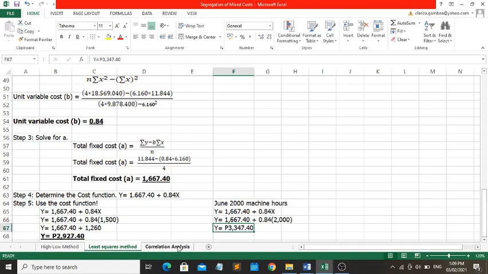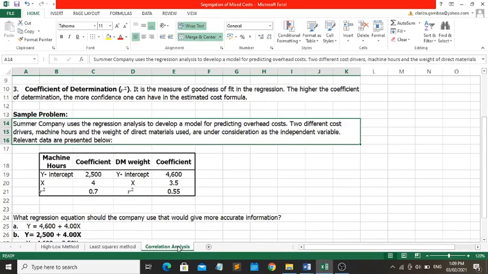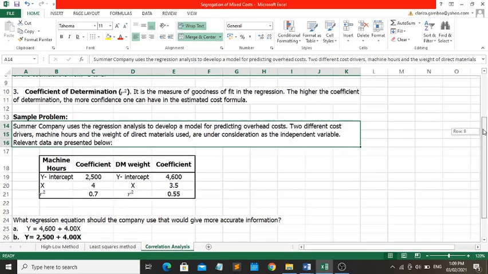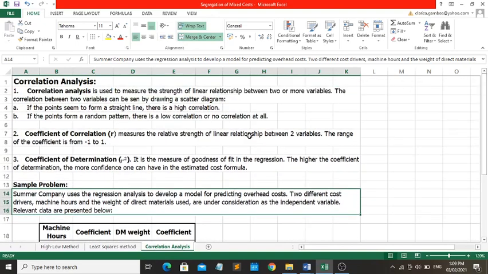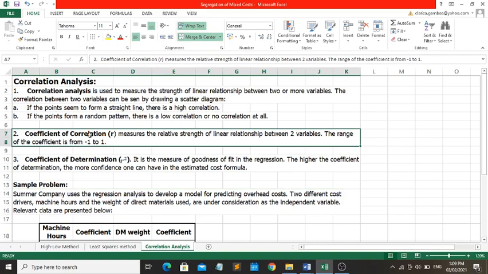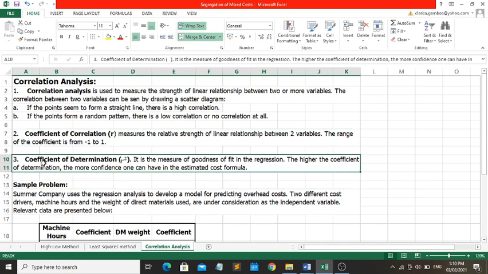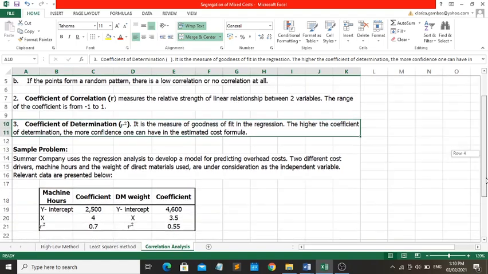Okay, so tapos tayo sa least square or regression analysis. And now, we have here the correlation analysis na pinaliwanag ko rin sa PowerPoint. Sabi natin, kumbaga, ito yung strength of linear relationship between the two or more variables. So, we have x and y. Okay, yun yung pinag-aaralan natin ngayon. So, coefficient of correlation represented by small letter r. So, the range of coefficient is from -1 to 1. And we have coefficient of determination, yung square ng ating coefficient of correlation. So, apply natin ngayon dito sa ating sample problem.